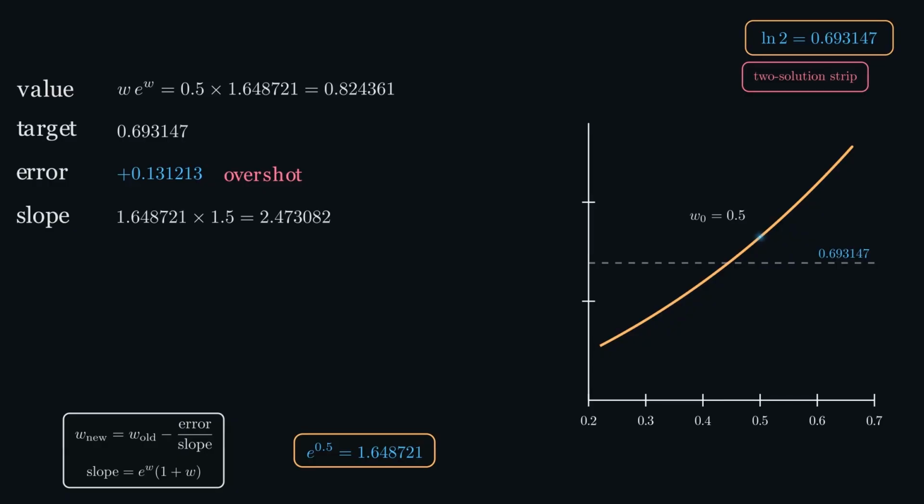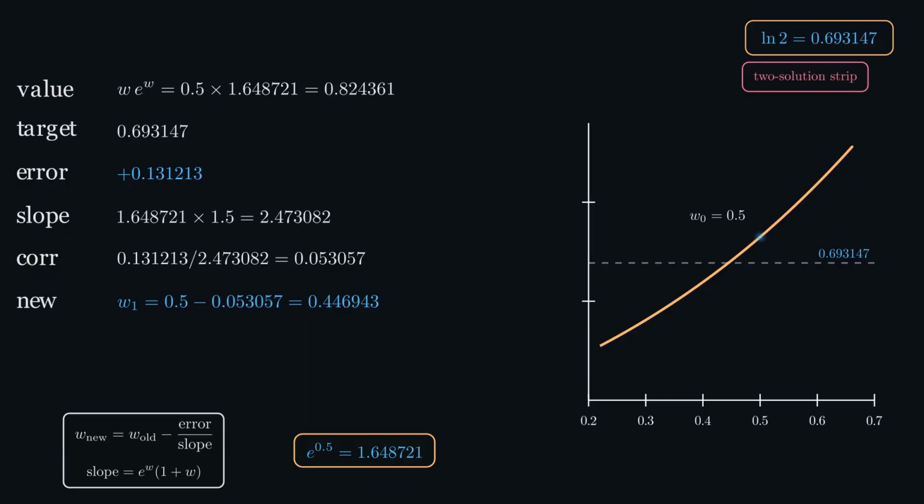1.648721 times 1.5, which is 2.473082. Correction, error over slope. 0.131213 divided by 2.473082 is 0.053057. New guess: 0.5 minus 0.053057 equals 0.446943. One step done, every stroke visible.